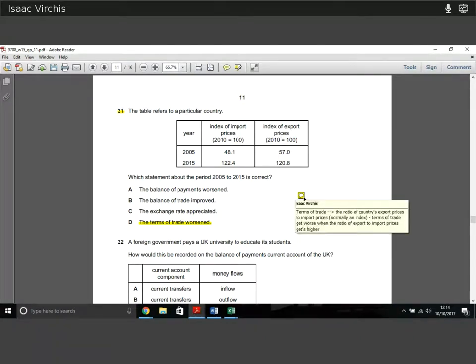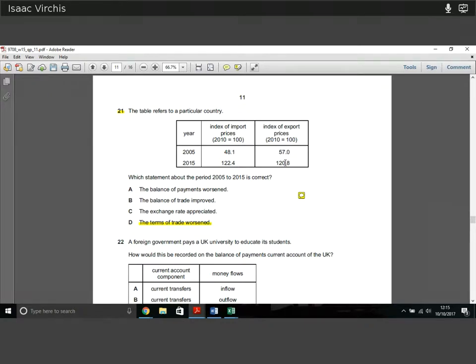The terms of trade, from this definition, is the ratio of a country's export prices to import prices, and this is normally given as an index. The terms of trade get worse when the ratio of export prices to import prices gets lower. So what we're seeing here is a ratio of 57 to 48 of export prices to import prices, and then in 2015, we've got a ratio of export prices to import prices of 122 to 120. And you can see here the terms of trade worsened for the country.